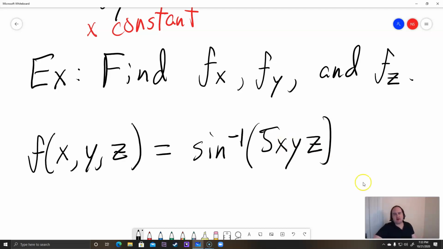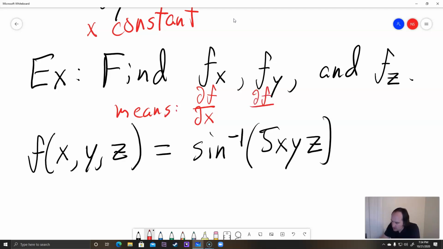And what they want us to find is the partial derivative with respect to x, with respect to y, and with respect to z. So they're using a new notation here. So this f sub x, f sub y, and f sub z, that really just means the same notation we've been talking about in the other problem. So f sub x just means partial f, partial x. Okay, that's all it means. And f sub y means partial f, partial y.